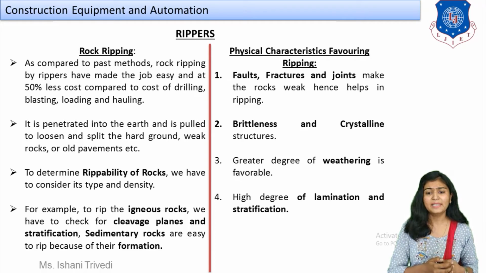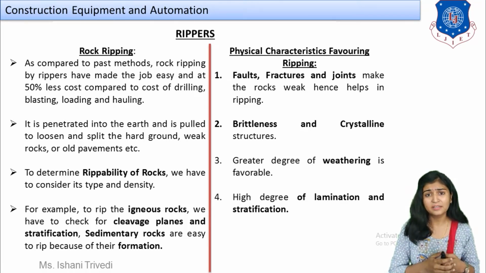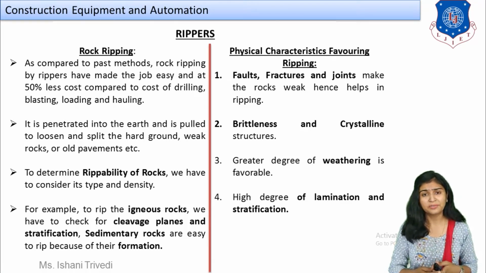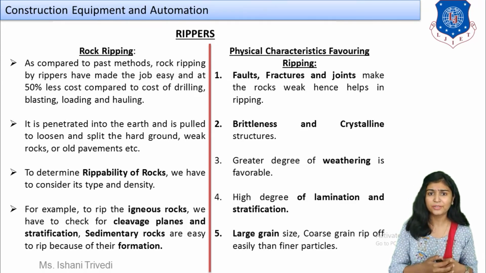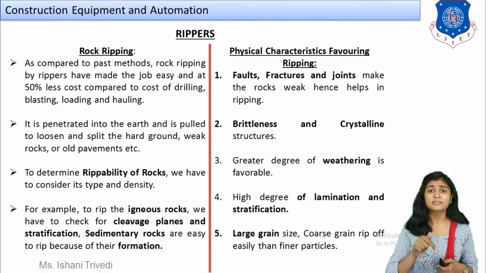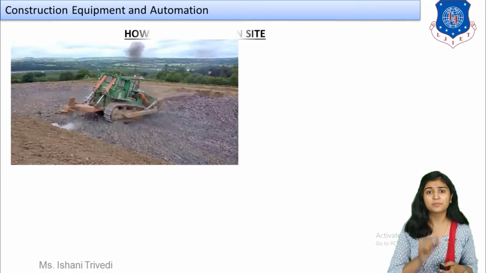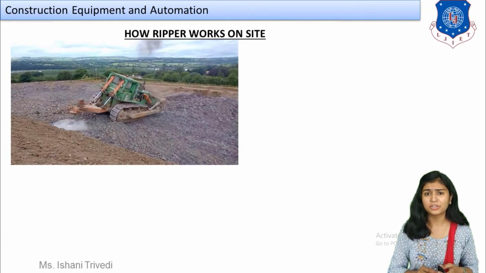Then we have a high degree of lamination and stratification. I discussed stratification, which means it is deposited in layers. If there is a high degree of stratification, the rock formation is favorable for us. And then we have large grain size. It is obvious that the teeth of the ripper are designed to perform for larger size particles, for the larger boulders, which you will be able to see here in this video clip as well.